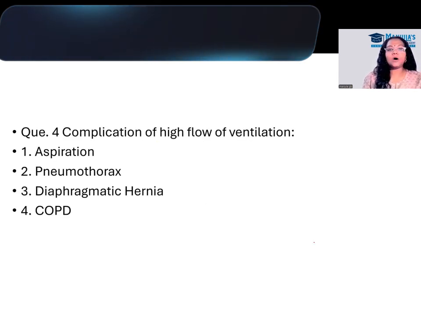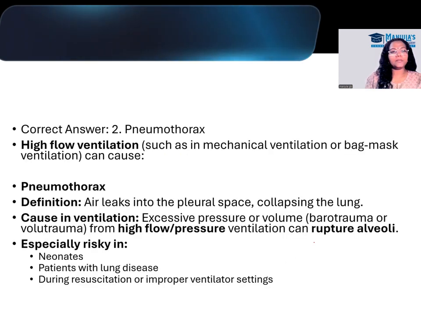Next question, complication of high flow ventilation. Aspiration, pneumothorax, diaphragmatic hernia, COPD. So the answer is pneumothorax. Now, high flow ventilation, such as in mechanical ventilation or bag and mask ventilation, it can really cause pneumothorax. Pneumothorax means what? There is air in the thoracic cavity. Okay, air leaks into the pleural space. That is called pneumothorax.